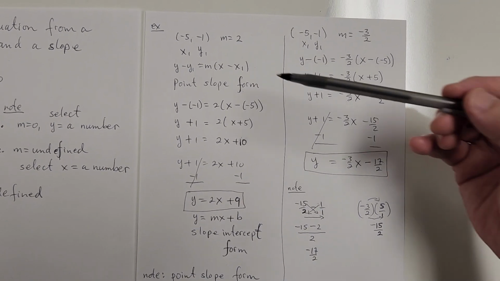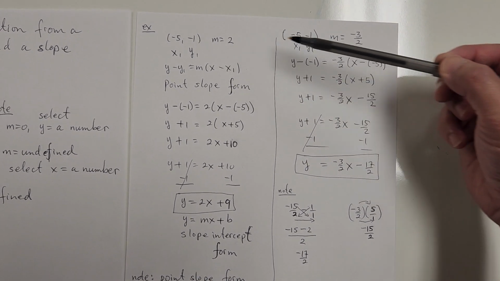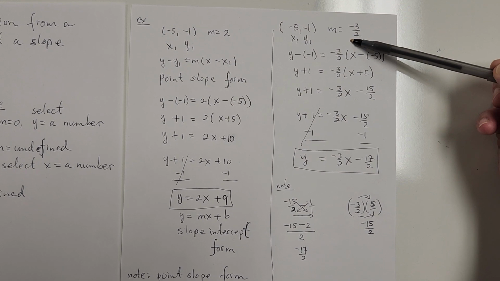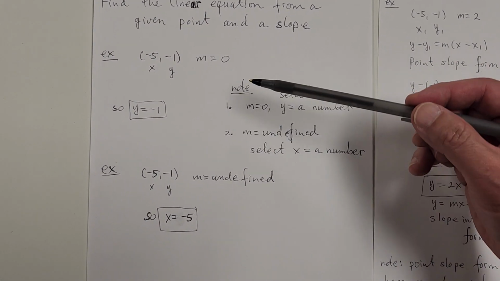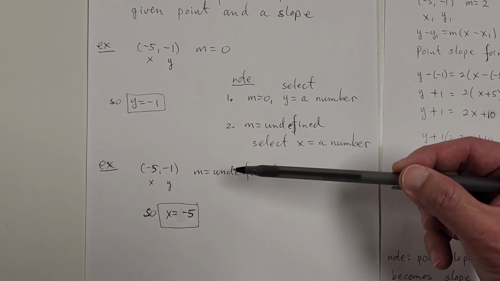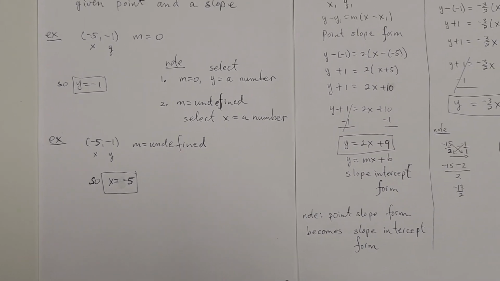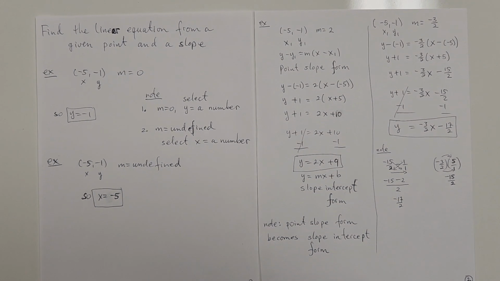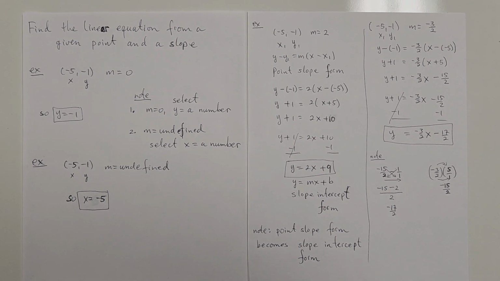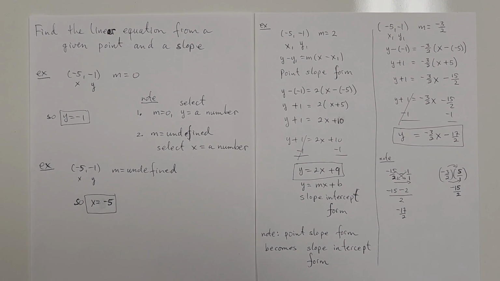In this example, the slope is easy. The slope here is a fraction. Over here, what happens when the slope is 0 or undefined? So again, this is the lesson to find the equation from a given point and a slope.